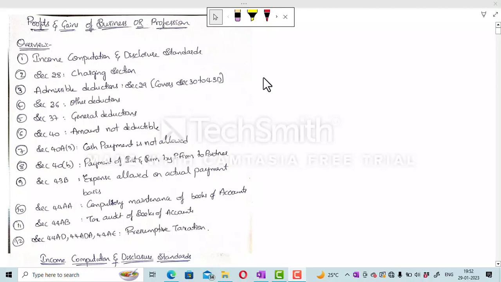Yeah, let's start with the topic of profits and gains of a business or profession. This is the lengthiest chapter, and I try to make it as short as possible by skipping all the irrelevant concepts. Here we are going to study all these 12 topics, and there are subsections when we go through that. So let's start with the topic of income computation and disclosure standards.